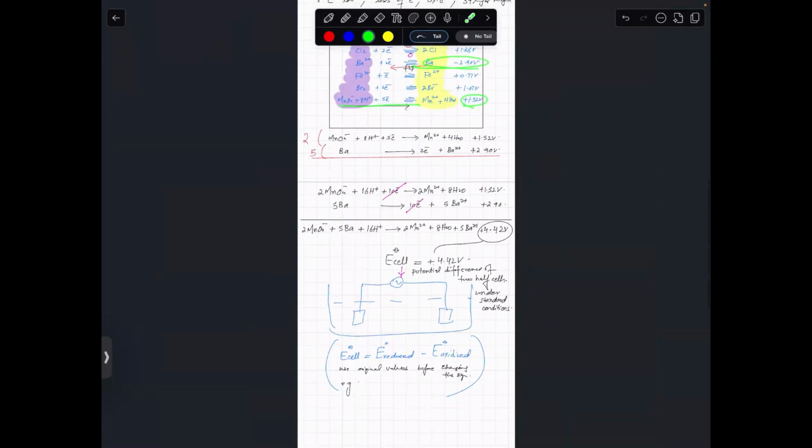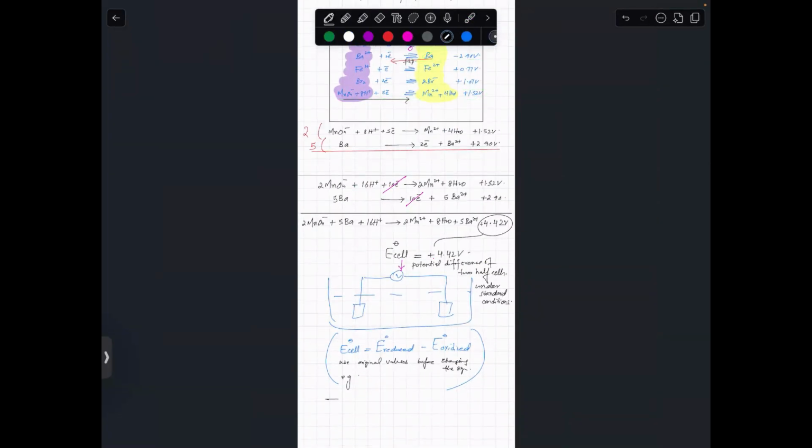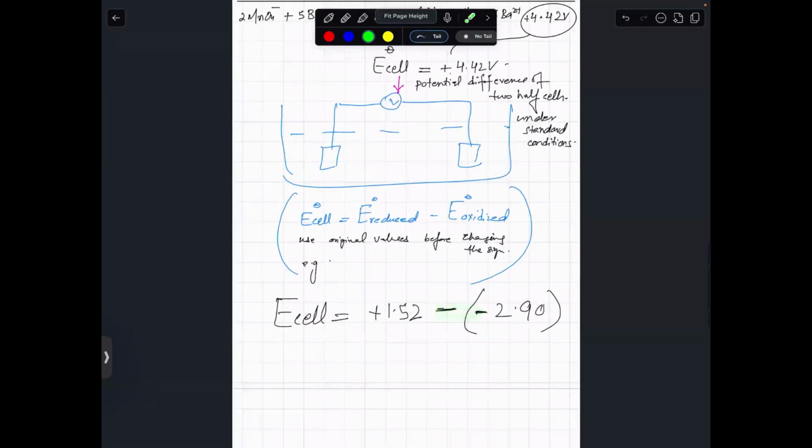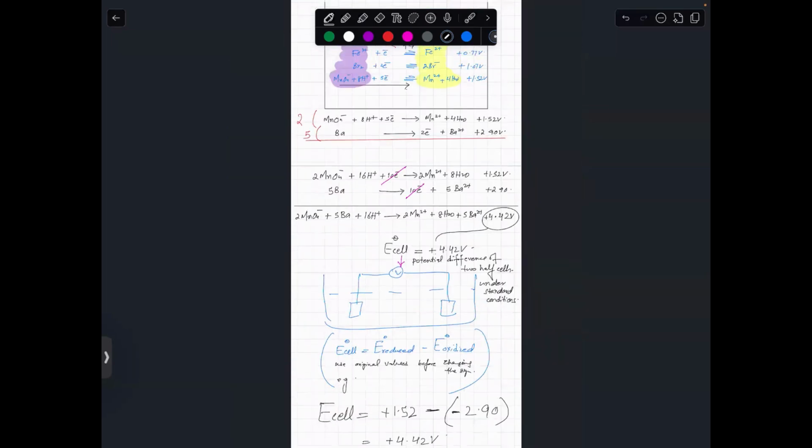Look, E reduced, E cell, E reduced 1.52 minus minus 2.9. So what will happen? The minus and minus become what? Plus. So your answer is still 4.42 volt.